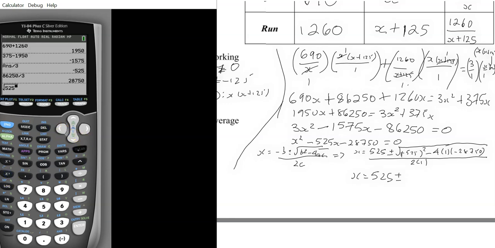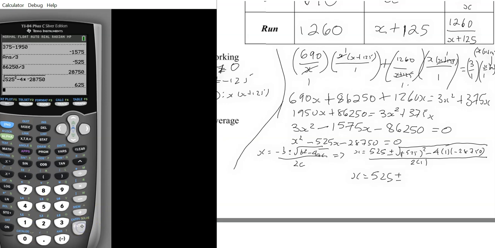And that's not in the right place. Okay. Root 5, that's not 5, 525 squared, minus 4 times 1, okay, we don't need to go times 1, times negative 28750, 28750.